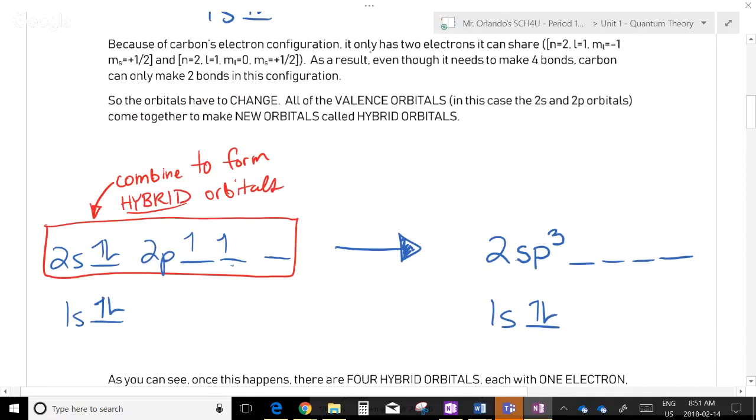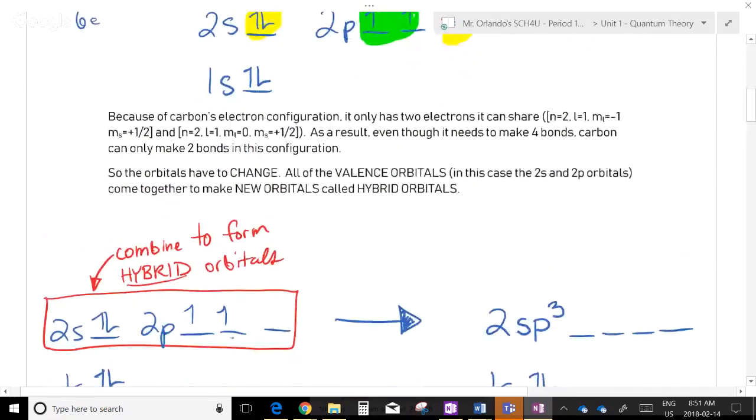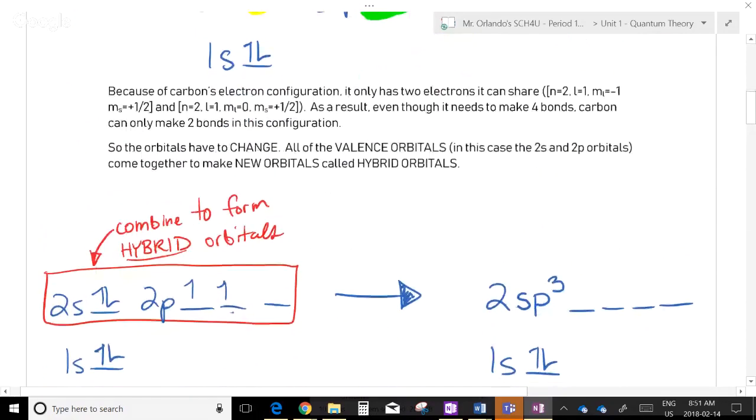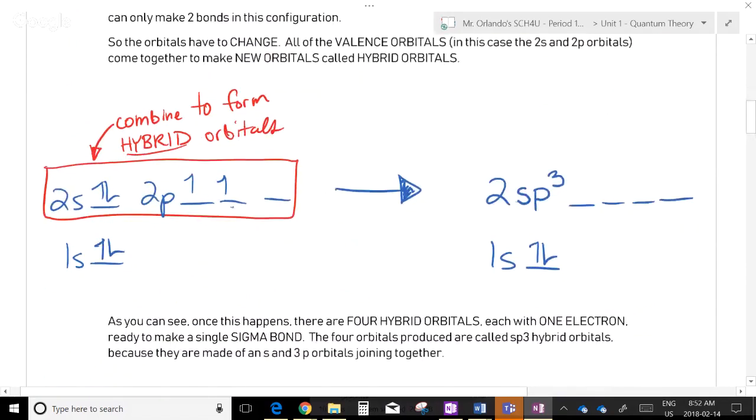Because of carbon's electron configuration, it only has 2 electrons it can share, these 2 here. As a result, even though it needs to make 4 bonds, carbon can only make 2 bonds the way it started. So the orbitals have to change. All of the valence orbitals, in this case the 2s and the 2p orbitals, come together to make new orbitals, which we call hybrid orbitals. And we name them just by saying what we've put together. So this is called sp3 because we've put together s, and then we put 3 of the p orbitals together. So that's why it's called sp3, right? S and then 3 p's.